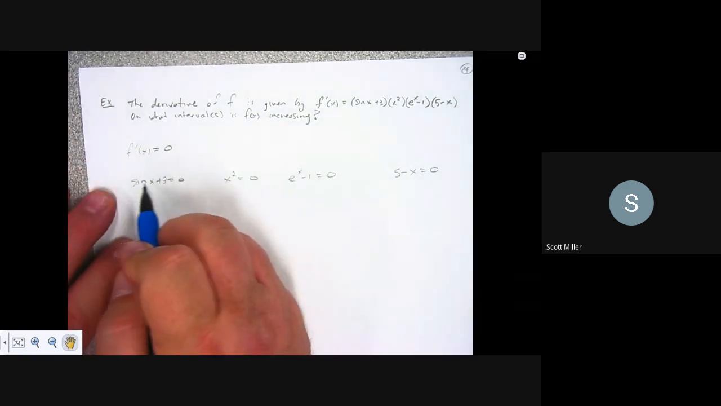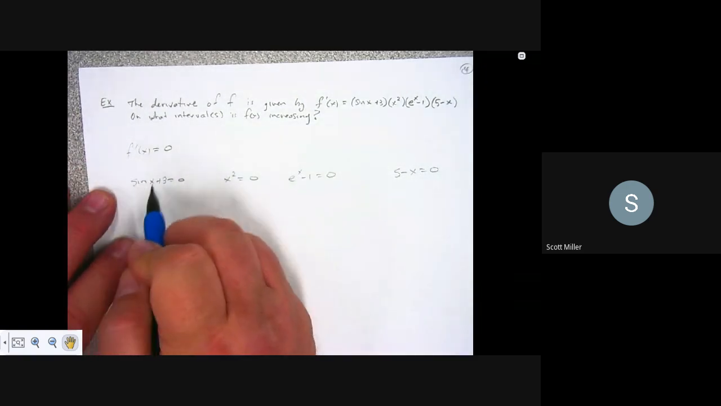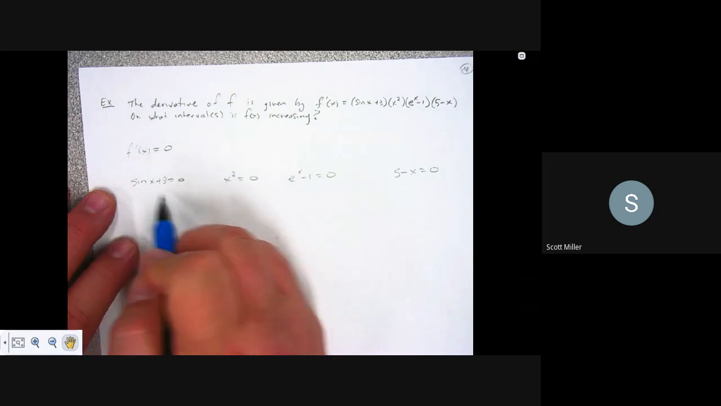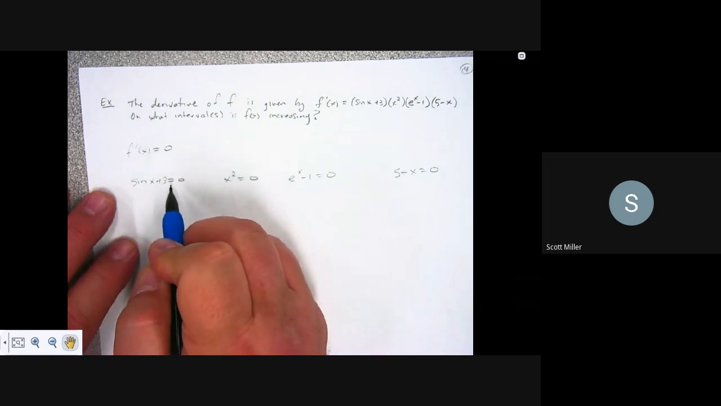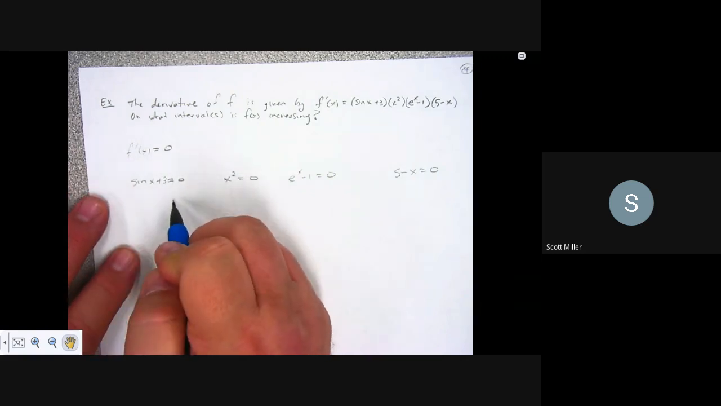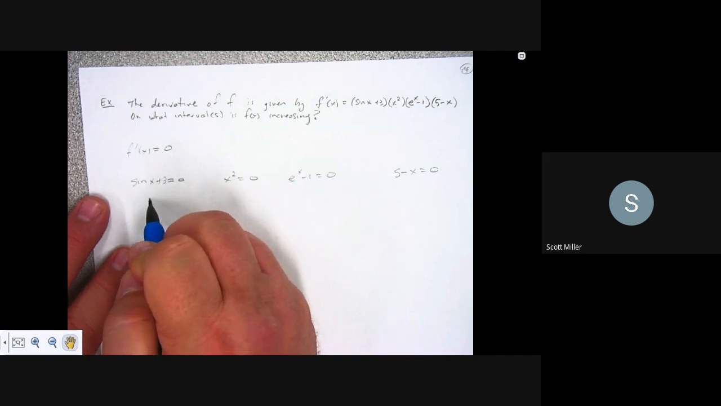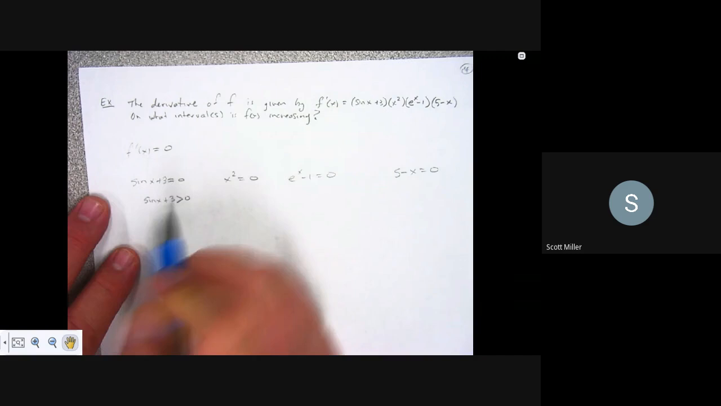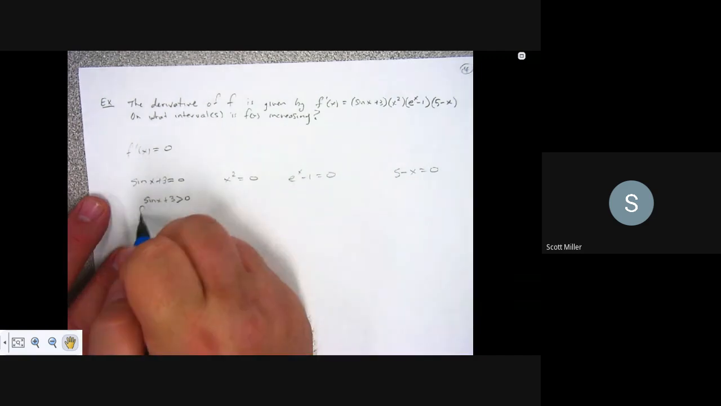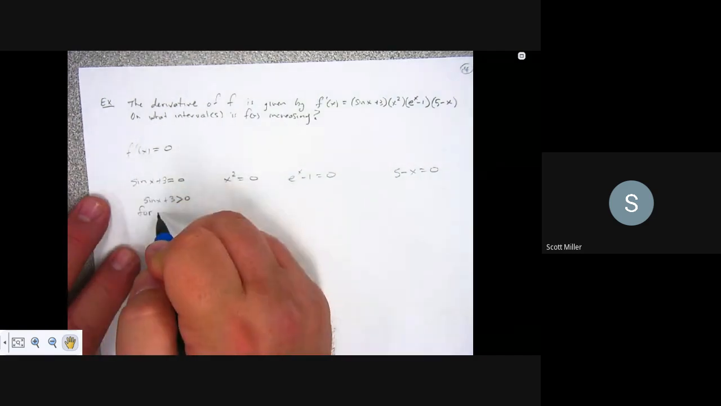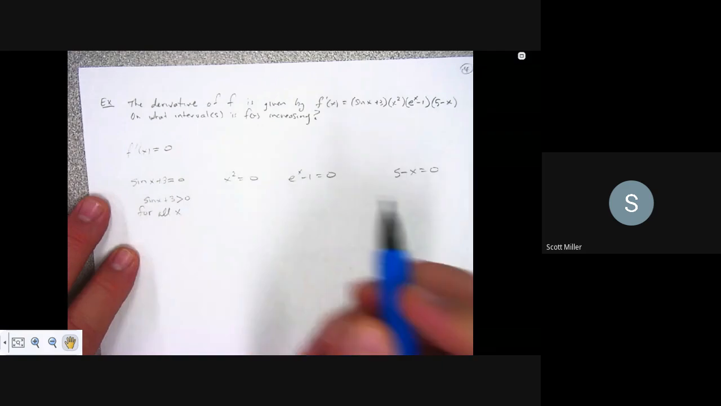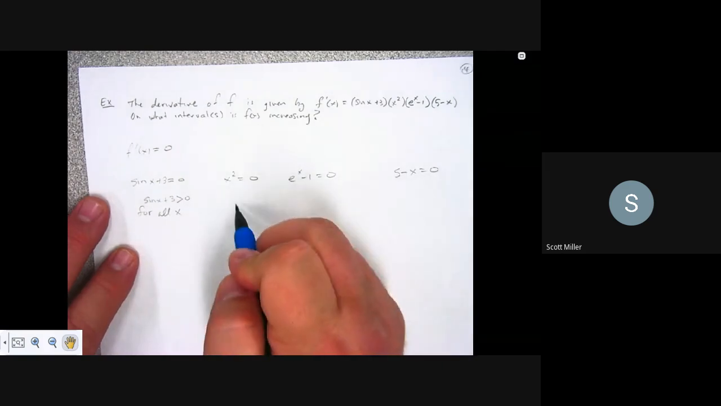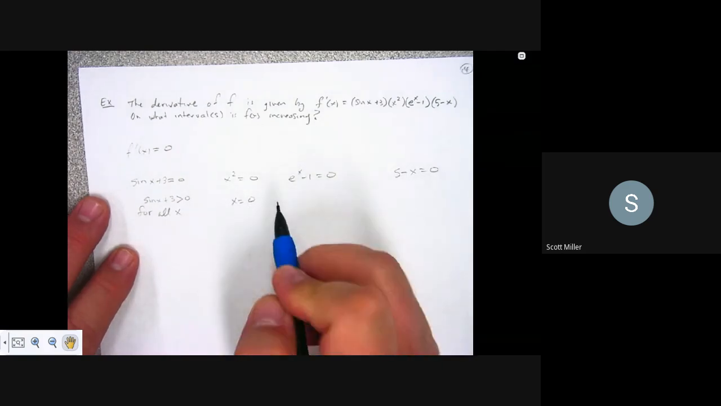Okay, so remember the sine of x, if you think of the graph itself, it goes from -1 to 1. So this thing here is always going to be positive. So this right here, the sine of x plus 3 is always greater than 0. It can't be equal to 0 for all x, so there is no 0 from this. When is x squared equal to 0? Well, when x equals 0. So we have that one.